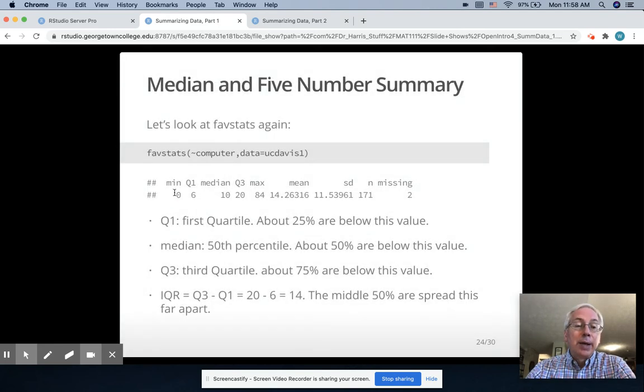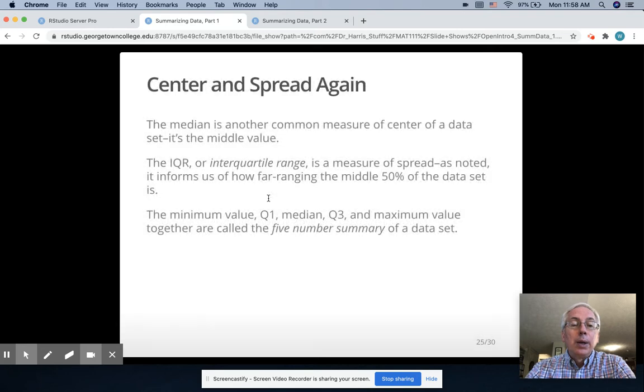Min, I didn't comment on this at the time, but min references the absolute minimum value, the minimum response we had for this data set, and the max is the largest value. And so somebody said they spend no time on the computer each week, and then at least one person said they spend 84 hours a week on the computer, which is about half a week. It's 12 hours a day. And so the 5 numbers together, minimum, Q1, median, Q3, and maximum, form what we would call the 5-number summary for a data set.